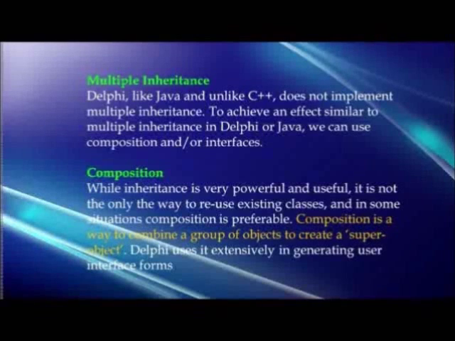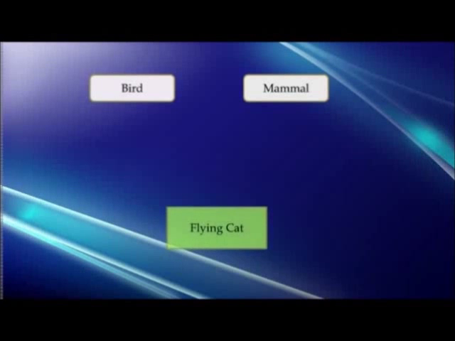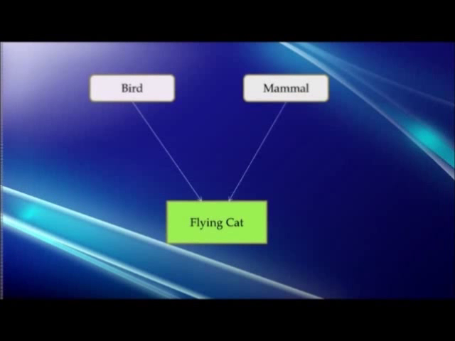Composition. While inheritance is very powerful and useful, it is not the only way to reuse existing classes, and in some situations composition is preferable. Composition is a way to combine a group of objects to create a super object. Delphi uses it extensively in generating user interface forms.